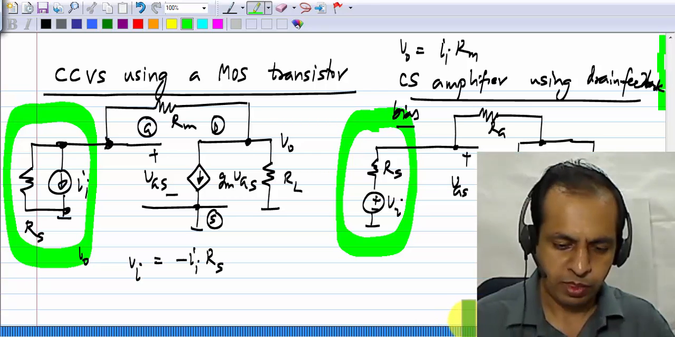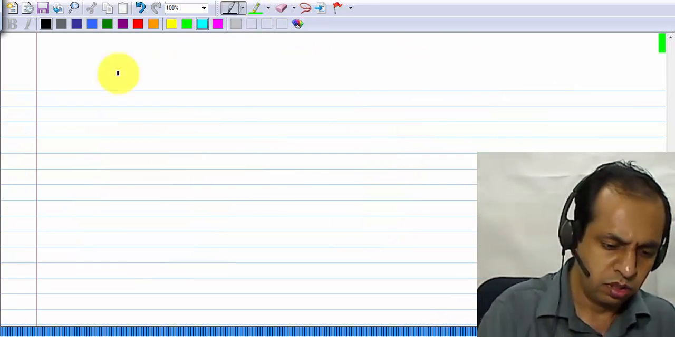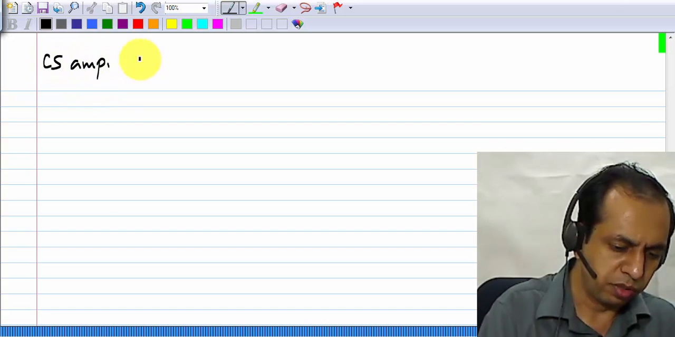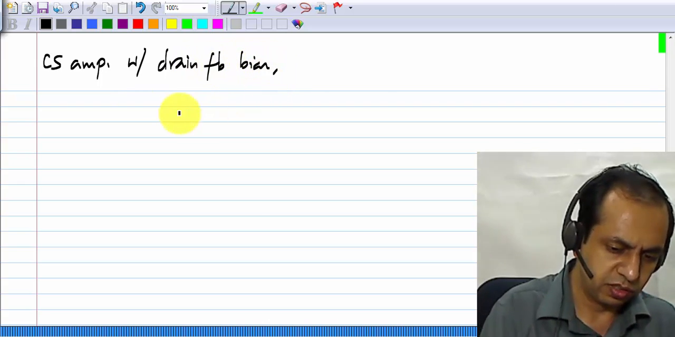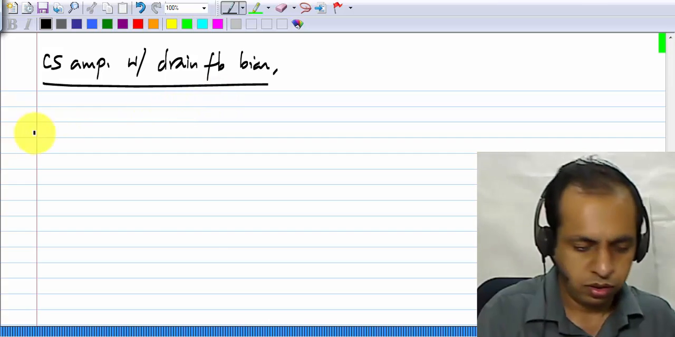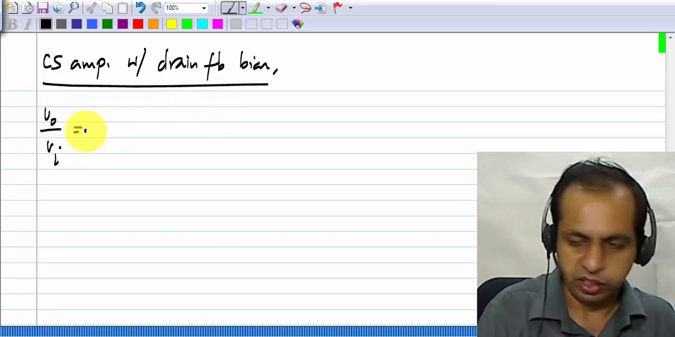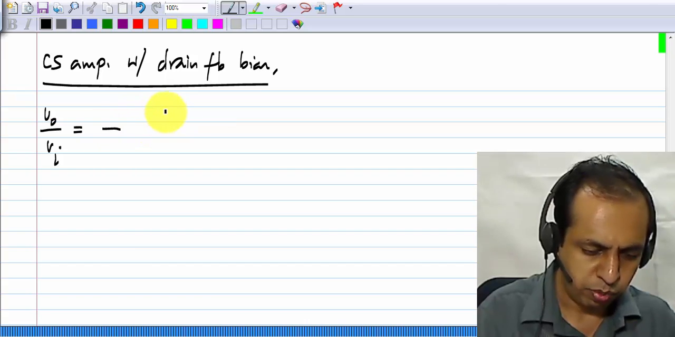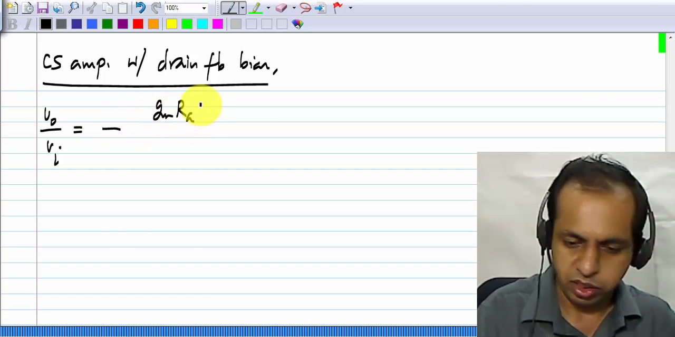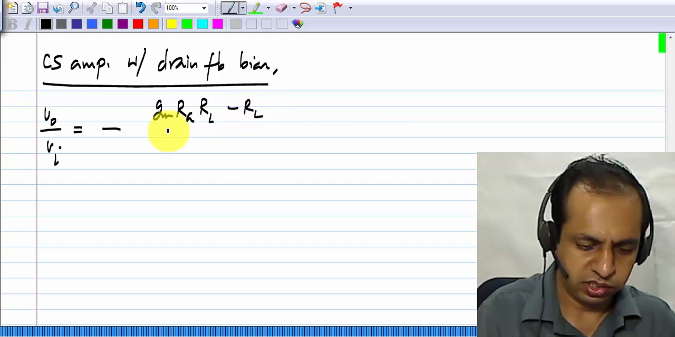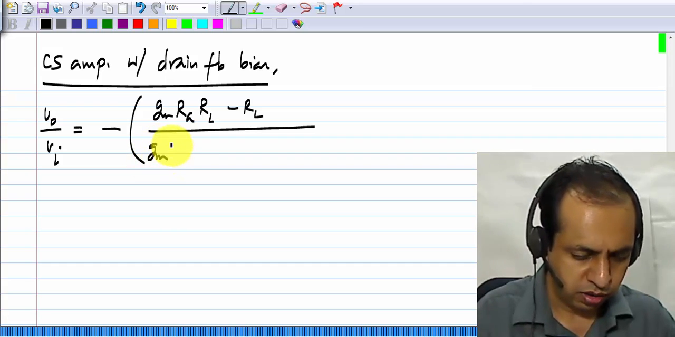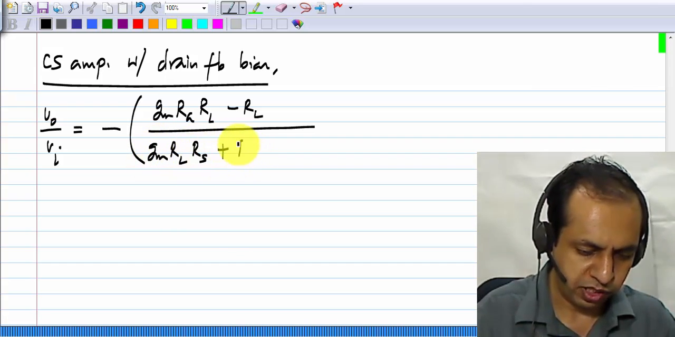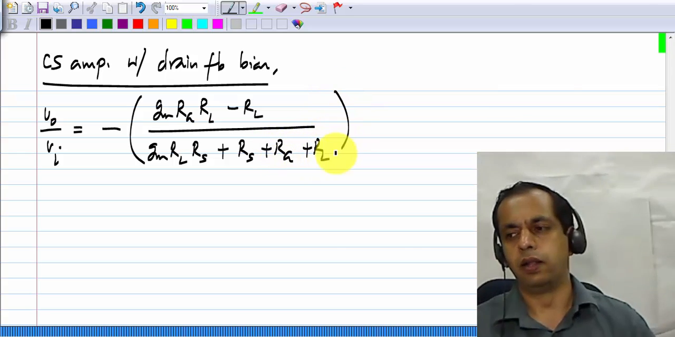For the common source amplifier with drain feedback bias, we had V0 by Vi to be minus (gm Rg RL minus RL), divided by (gm RL Rs plus Rs plus Rg plus RL).